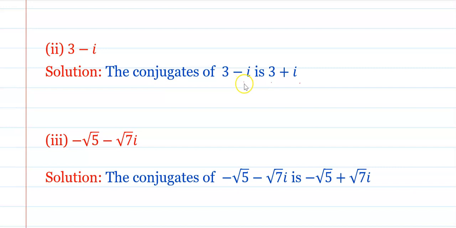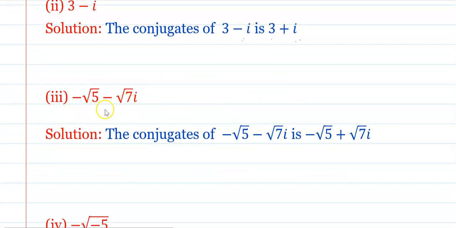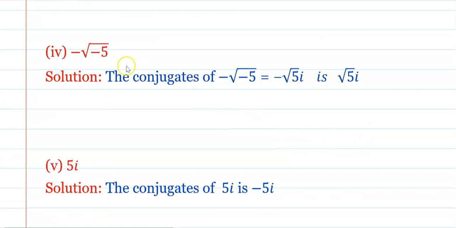Replace the sign of the imaginary part. Here is a minus, then it's a plus, its conjugate. Okay, next, minus root 5 minus root 7i. Again change the sign of the imaginary part, and hence the conjugate of minus root 5 minus root 7i is minus root 5 plus root 7i. इथे sign change करत असतो आपण imaginary parts. Okay. Now the next example, minus root of minus 5. Okay. The conjugate of minus root of 5.